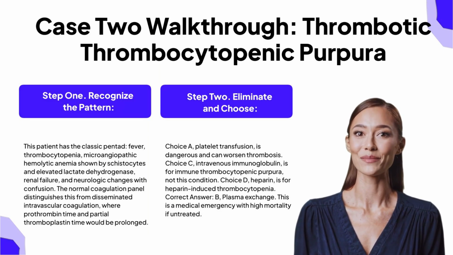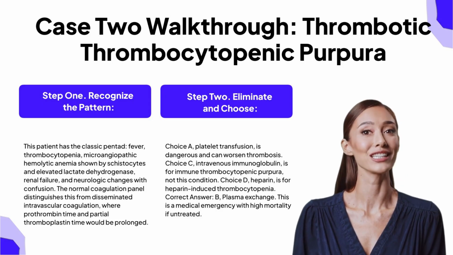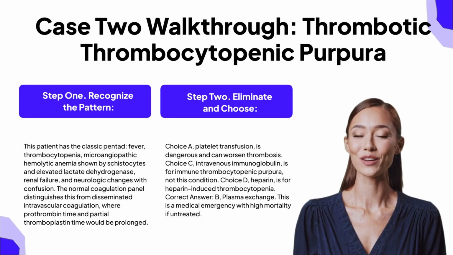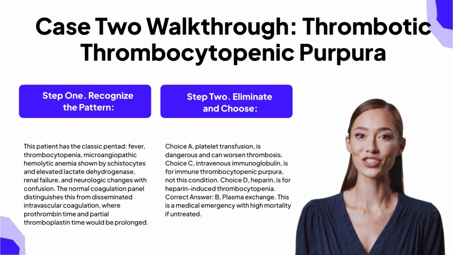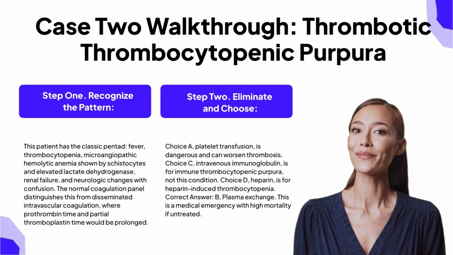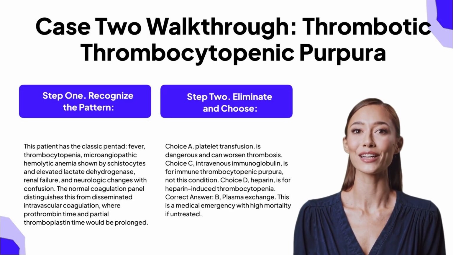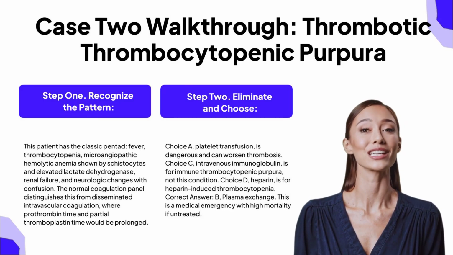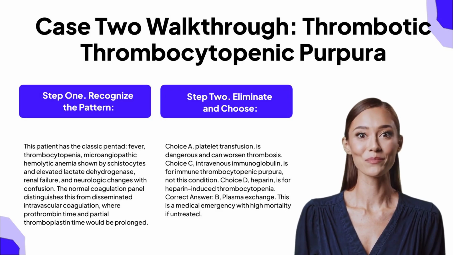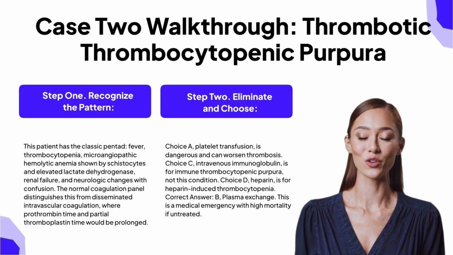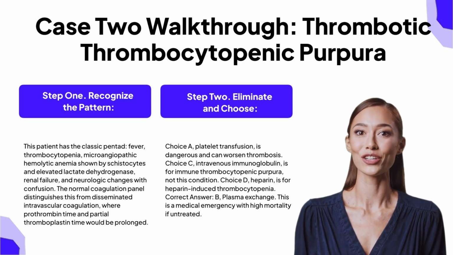This patient has the pentad of thrombotic thrombocytopenic purpura: fever, low platelets, microangiopathic hemolytic anemia with schistocytes and high lactate dehydrogenase, renal failure, and neurologic changes. The absolutely critical test-taking tip is that the coagulation panel is normal. In disseminated intravascular coagulation, the prothrombin time and partial thromboplastin time would be prolonged. That normal coag panel is your distinguishing clue.